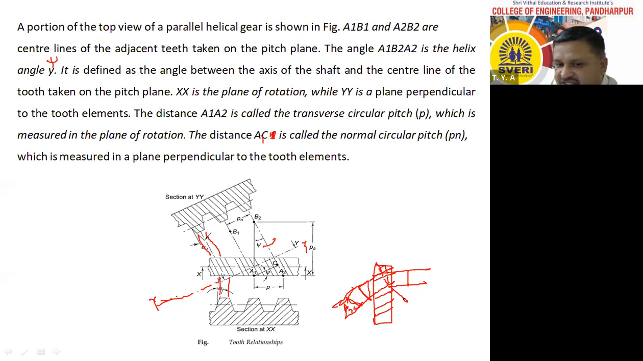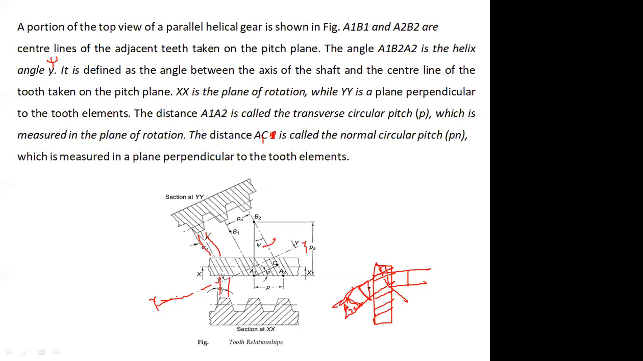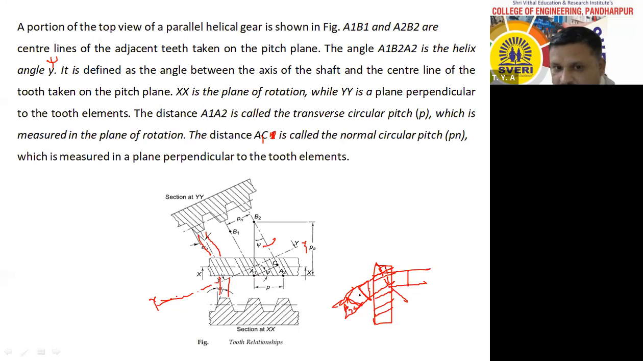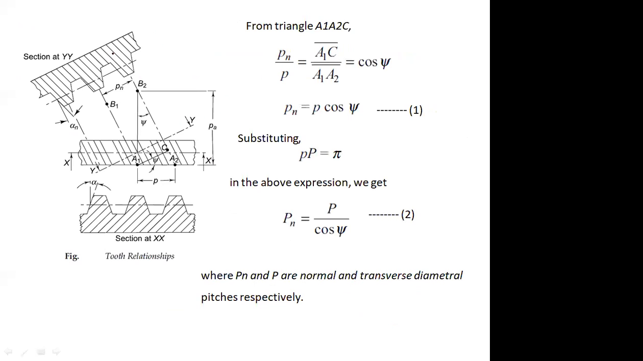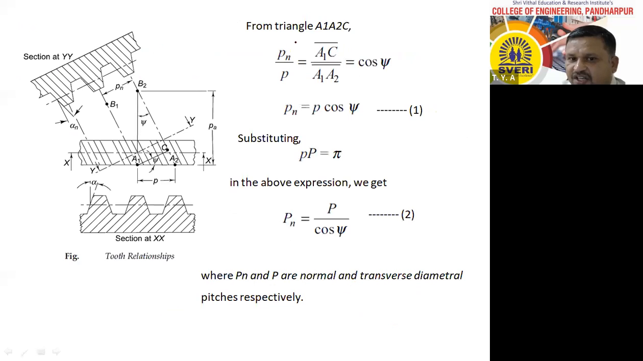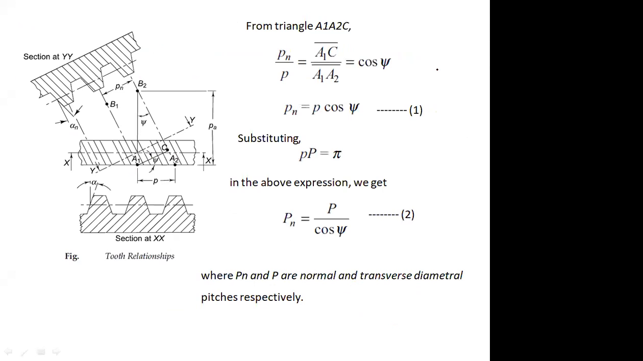Therefore, this is known as transverse circular pitch. हे जे उभं डिस्टन्स आहे ते हे, आणि हे नॉर्मल सर्क्युलर पिच. Now you just see again same diagram is taken here. Now I will draw the triangle here, then you will understand it better. See that which triangle they have taken, A1, A2, C. Again I will draw.